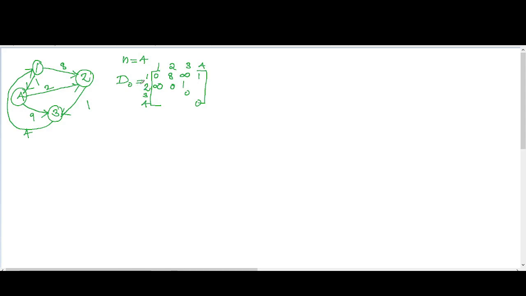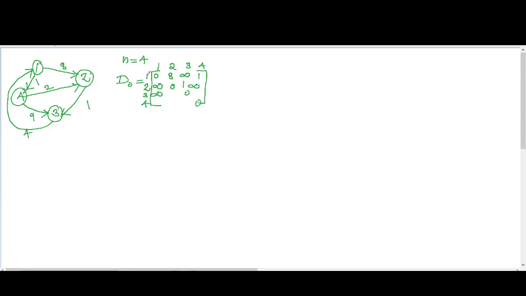Now, from 2 to 4. There is no directed edge from 2 to 4, so here we can write infinity. Now, from 3 to 1, there is no directed edge, so here infinity. From 3 to 2, no directed edge, so here also infinity.